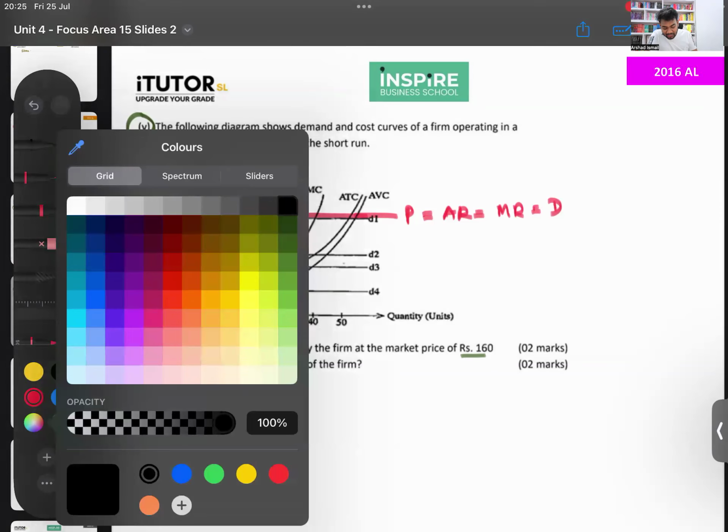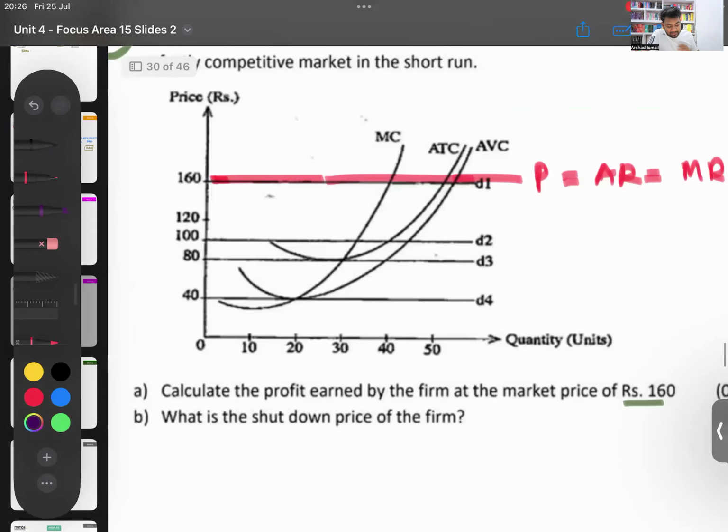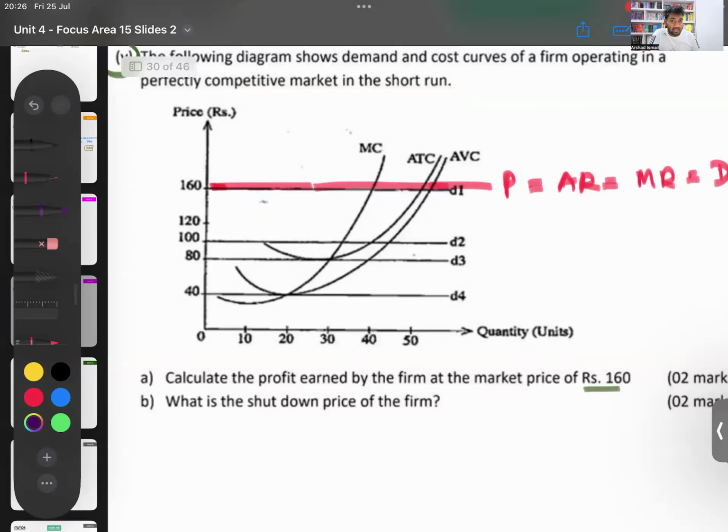To calculate the profit, first you have to calculate how much output they are producing. So first see where MR and MC are equal to each other. At what level of output? 10, 20, 30, 40, 50. This is MR equals MC, this purple dot. So draw a line and see what the output is. They're producing 40.